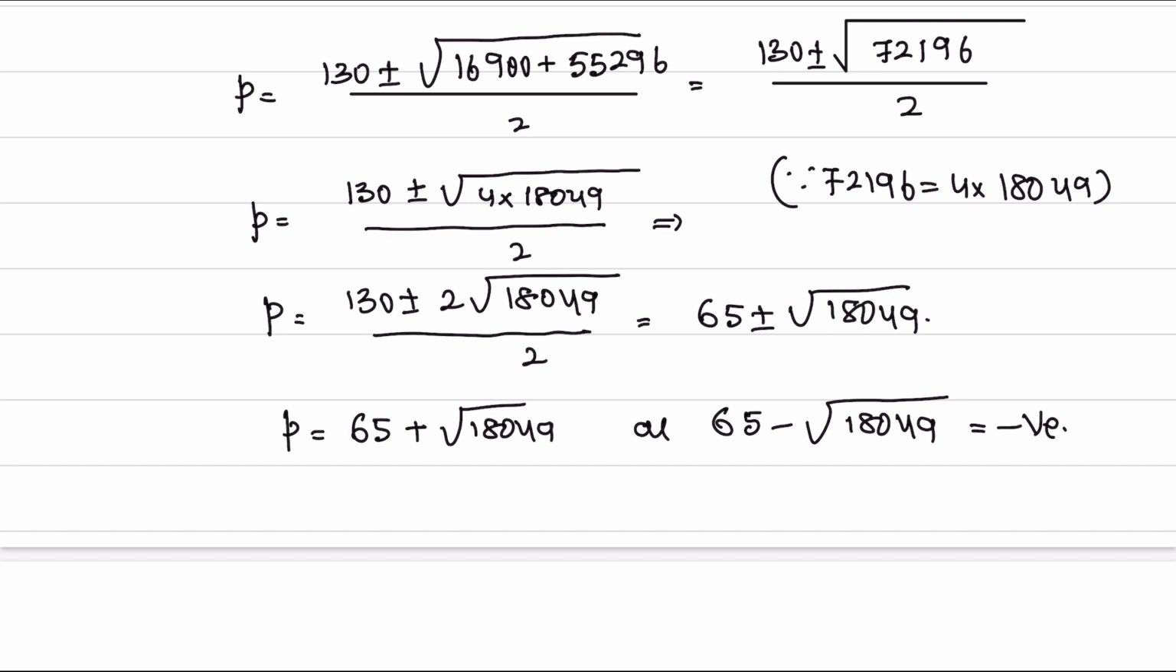Because square root of 18049 is greater than 65, since 18049 is greater than 65 square. For that, we will be taking only the positive value because we have to find the positive real number. That is what I told initially in the start while starting the question.